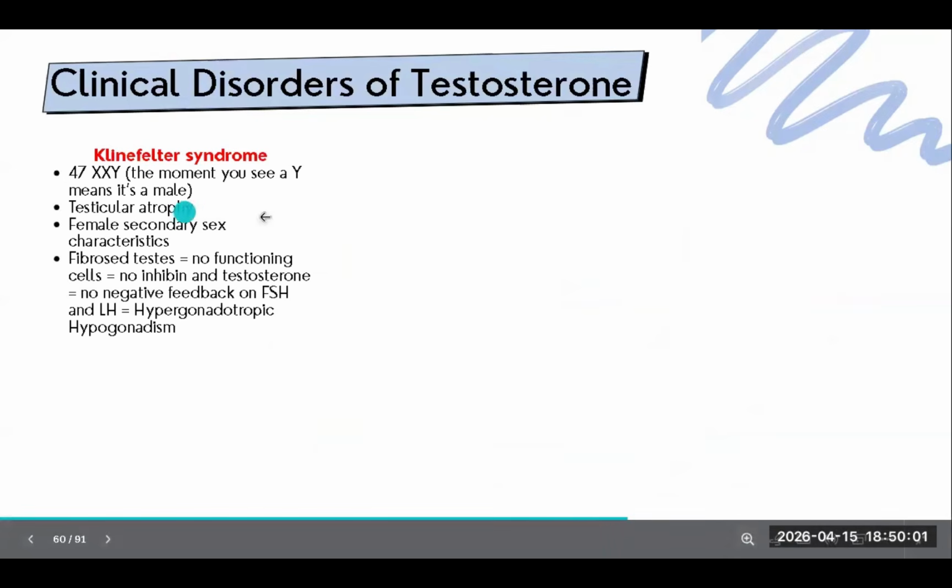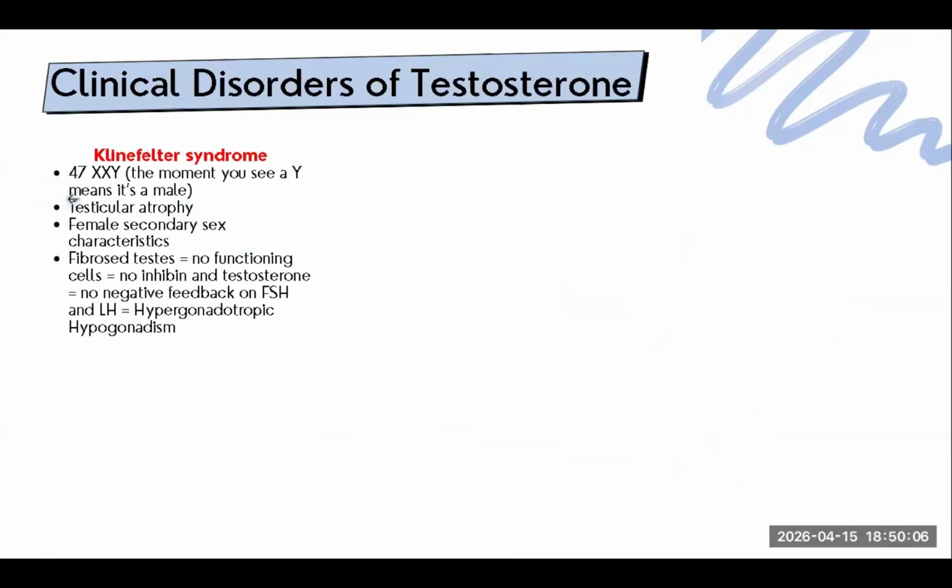Quick recap: Klinefelter syndrome. It's 47 XXY. And a quick tip for you guys is the moment you see a Y in the genotype, it's immediately a male, no matter the number of X chromosomes you see. In Klinefelter syndrome, patients have testicular atrophy and they show female secondary sex characteristics such as gynecomastia in males. They would also have wide hips, etc. Secondary sex characteristics, okay?